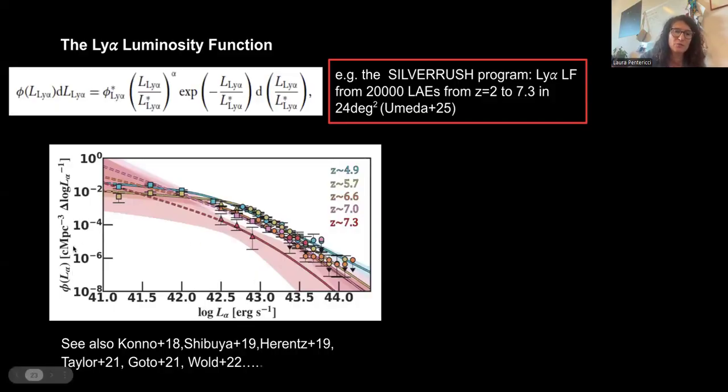So here, as you see, the luminosity function versus the flux of Lyman alpha. The various luminosity functions in the different colors are the different redshift bins that this program has done. One notable thing of this plot is that the error bars are, for the first time, very small. So you can really understand, for example, that the luminosity function at redshift 7.3, which is this red curve, is quite below the other luminosity functions, for example redshift 7, 6.6, and so on.